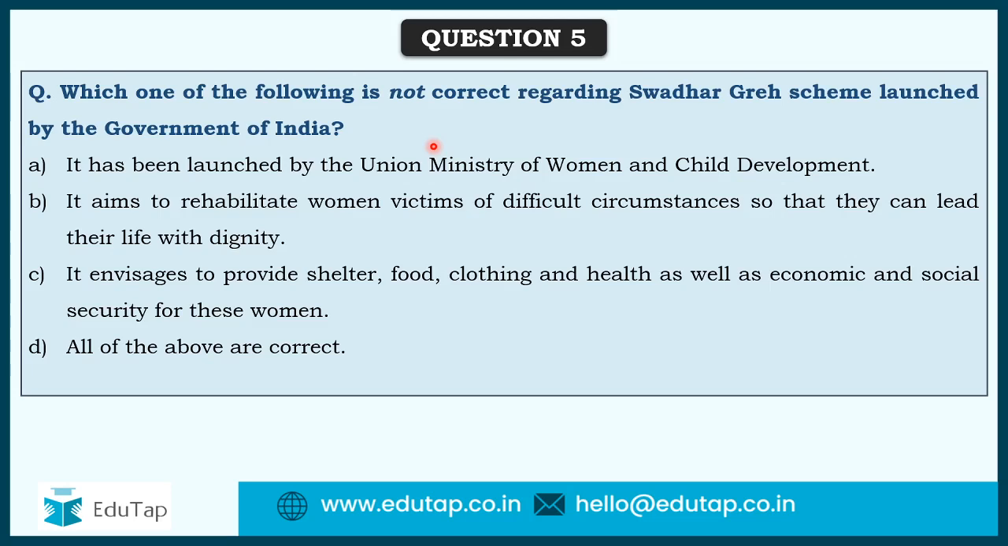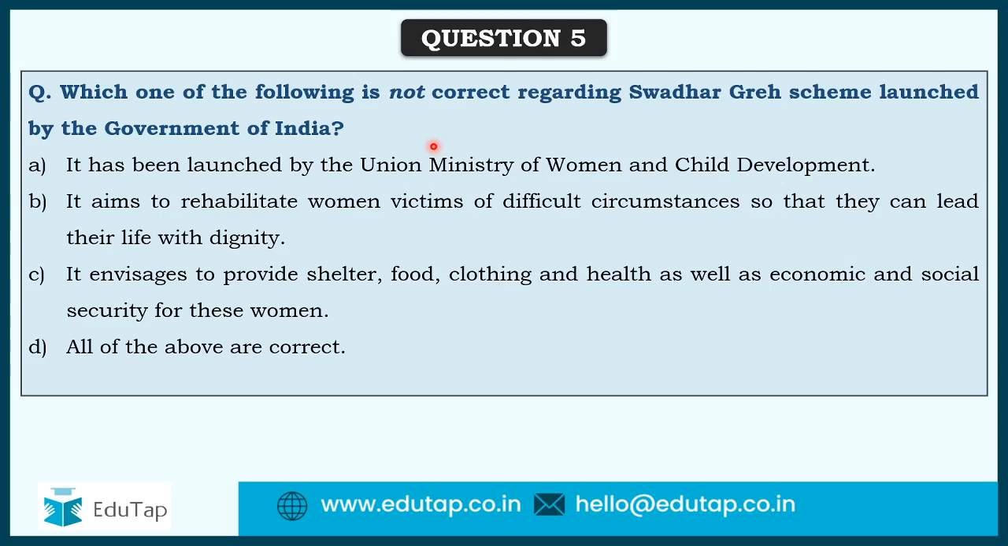This we know. It aims to rehabilitate women victims of difficult circumstances so that they can lead their life with dignity. This answer I'll be able to give because I have solved question 4. So A and B are correct. I am not going to mark both of these as wrong. So option C, it envisages to provide shelter, food, clothing and health as well as economic and social security for these women. Do you think this is not correct? Or you go with option D that says all of the above are correct.